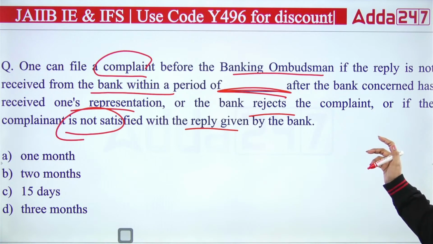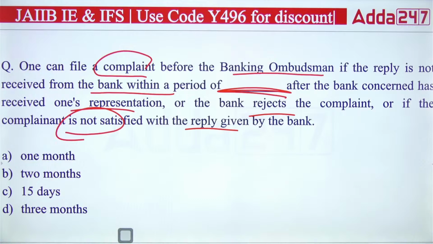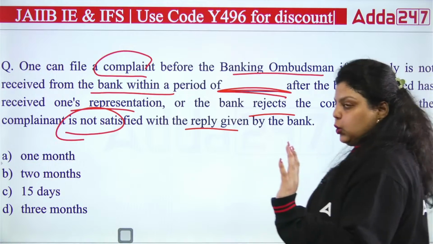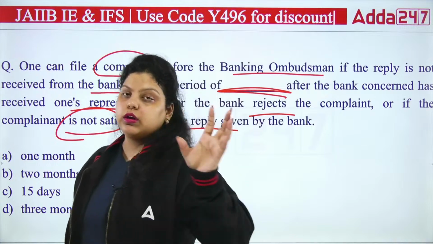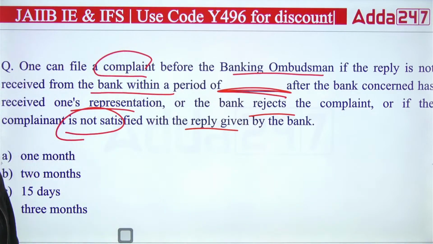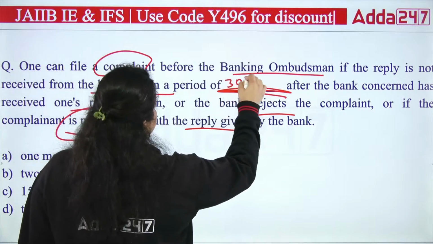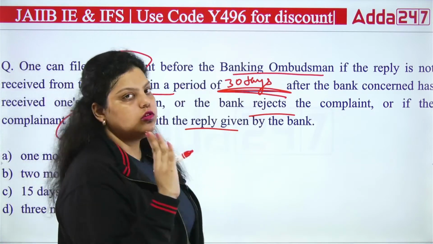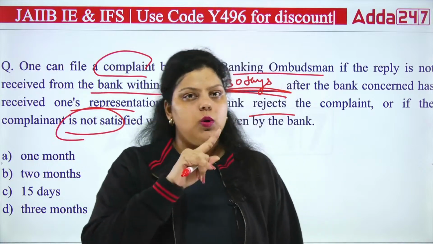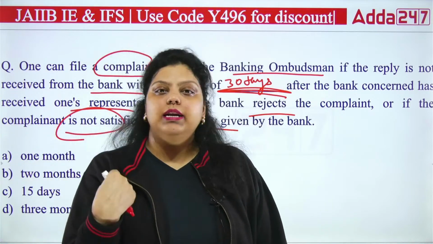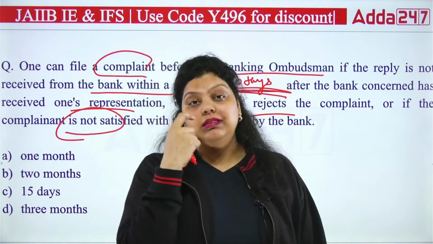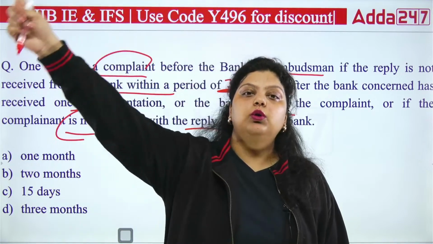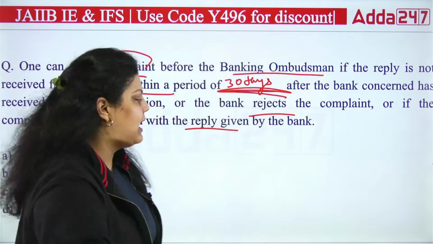First you have to go and complain about your issue to your home branch. Okay, you cannot go directly to the ombudsman. First you have to complain to the home branch, and you have to give how many days? 30 days to your home branch. Okay, if within 30 days your home branch is not providing you a solution, not addressing your complaint, or let's say they have provided the solution but you are not satisfied with it, then you can go to the integrated ombudsman, but before that you cannot go.